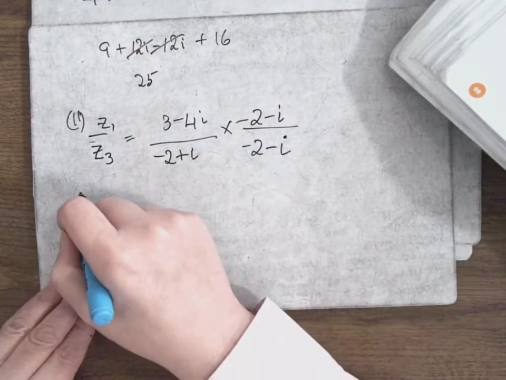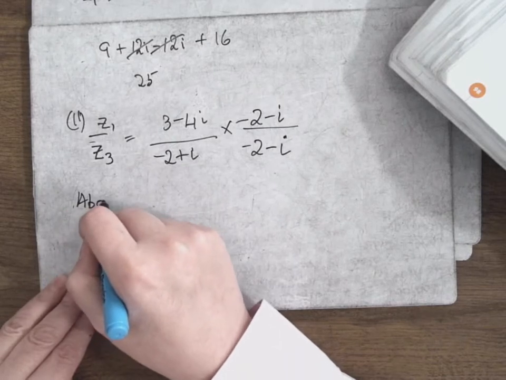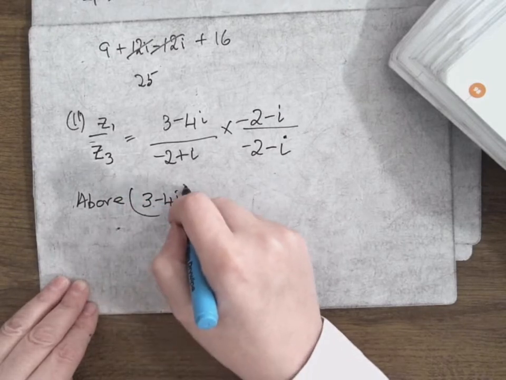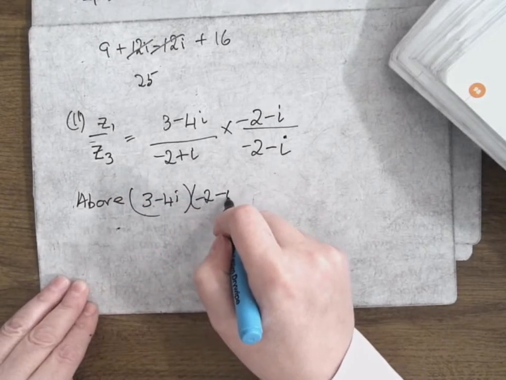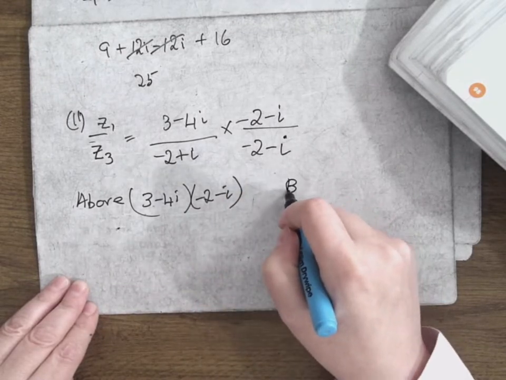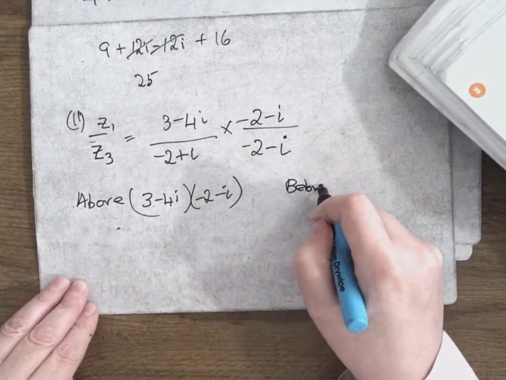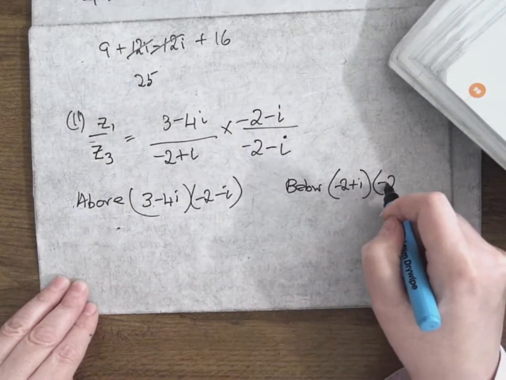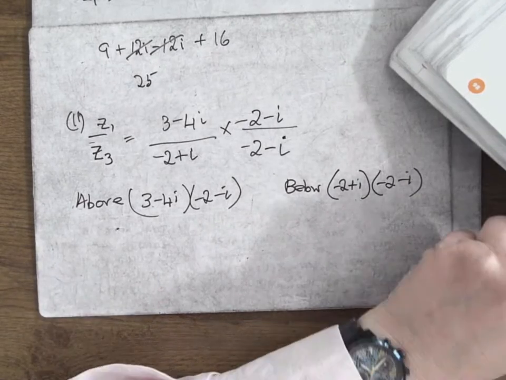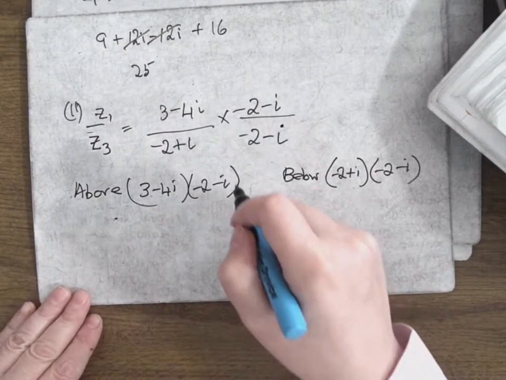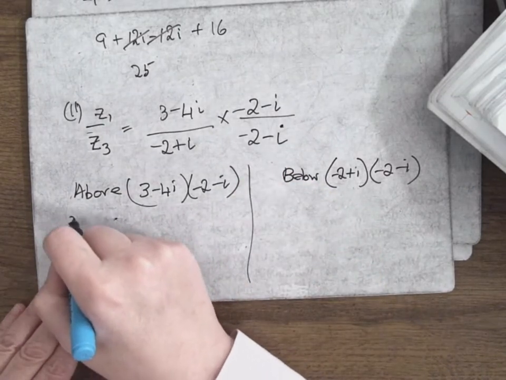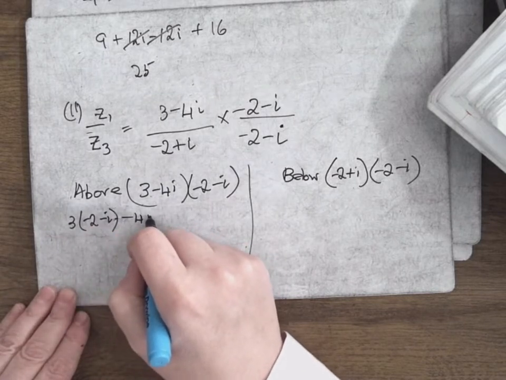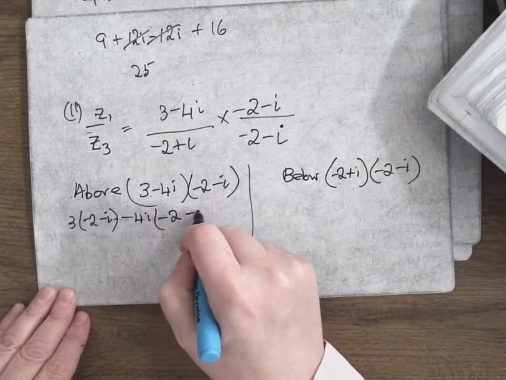Okay? So above the line, you are multiplying 3 minus 4i multiplied by minus 2 minus i. And below the line, you are multiplying minus 2 plus i multiplied by minus 2 minus i. Okay, so above the line, split it up, 3 times minus 2 minus i minus 4i times minus 2 minus i.